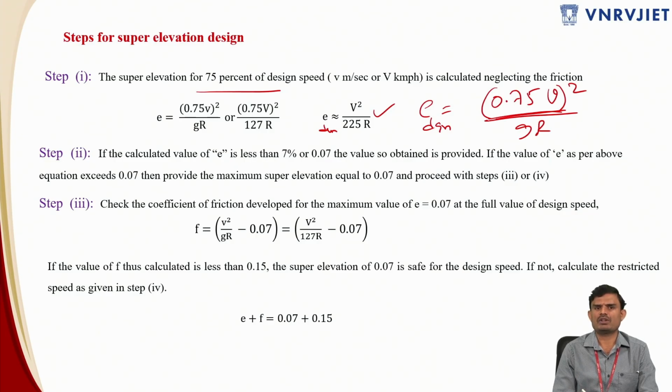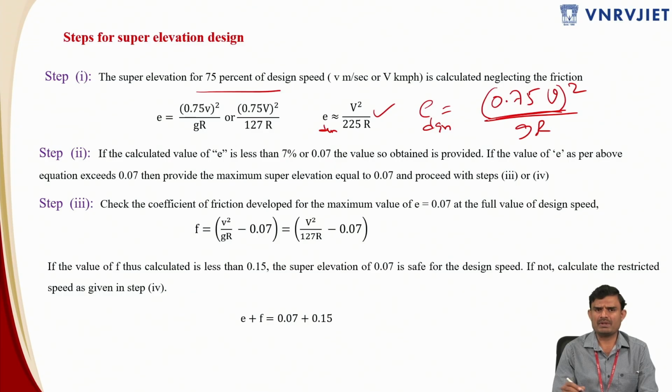Previously we have seen the superelevation E plus f is equal to v square by GR. In terms of capital V, it is nothing but V square divided by 127 R. But here, design superelevation is when you take 75% of the design speed. So then E design is equal to capital V square divided by 225 R. Okay, so first thing you have to calculate the design superelevation.